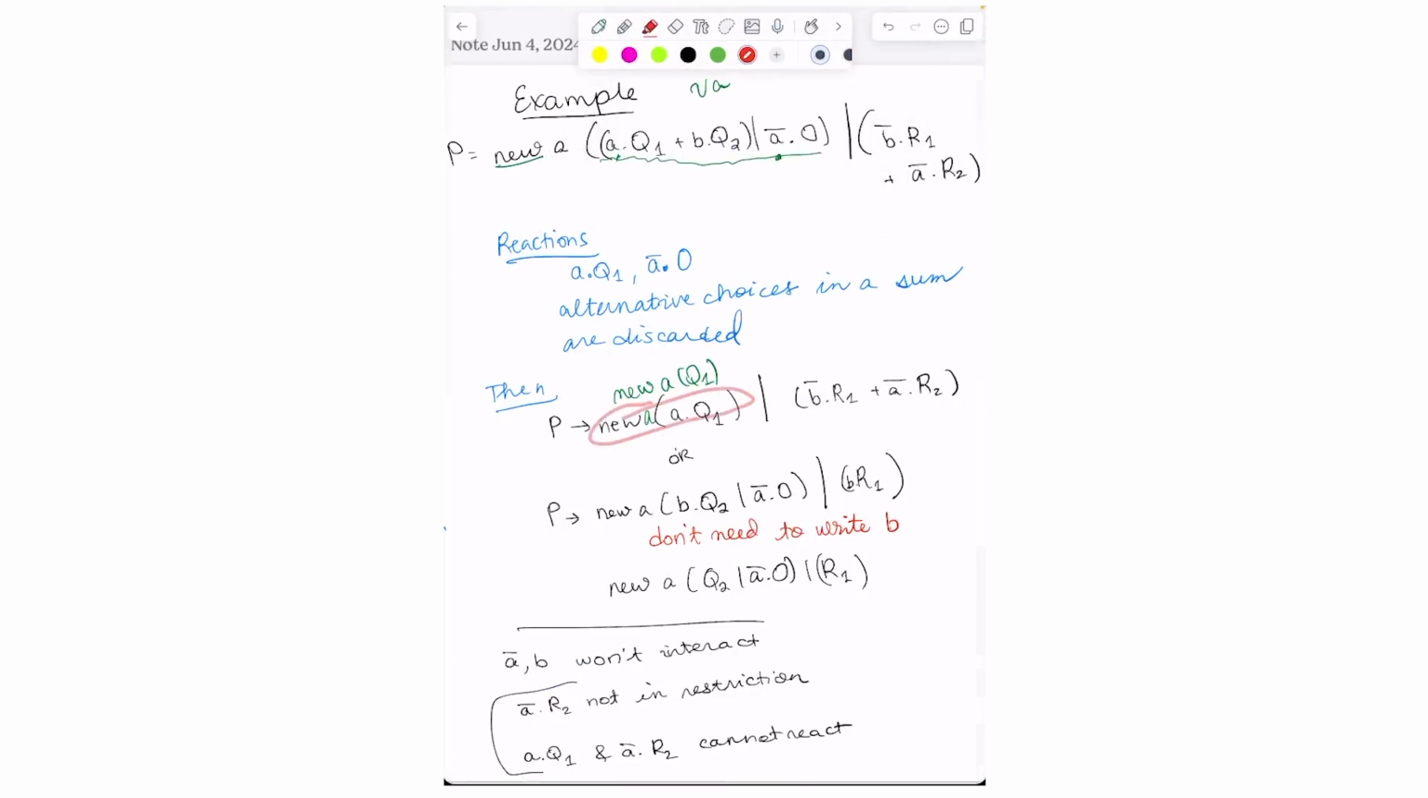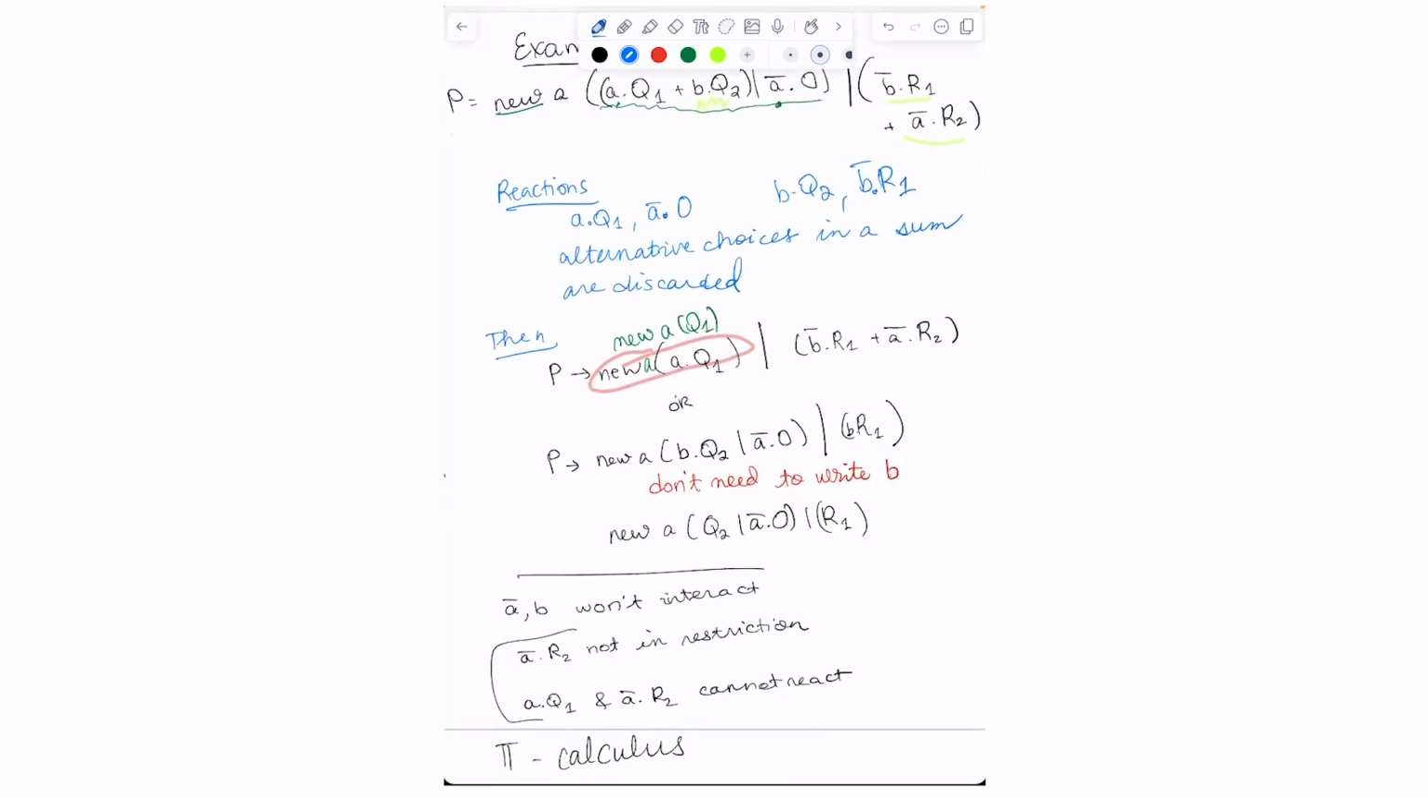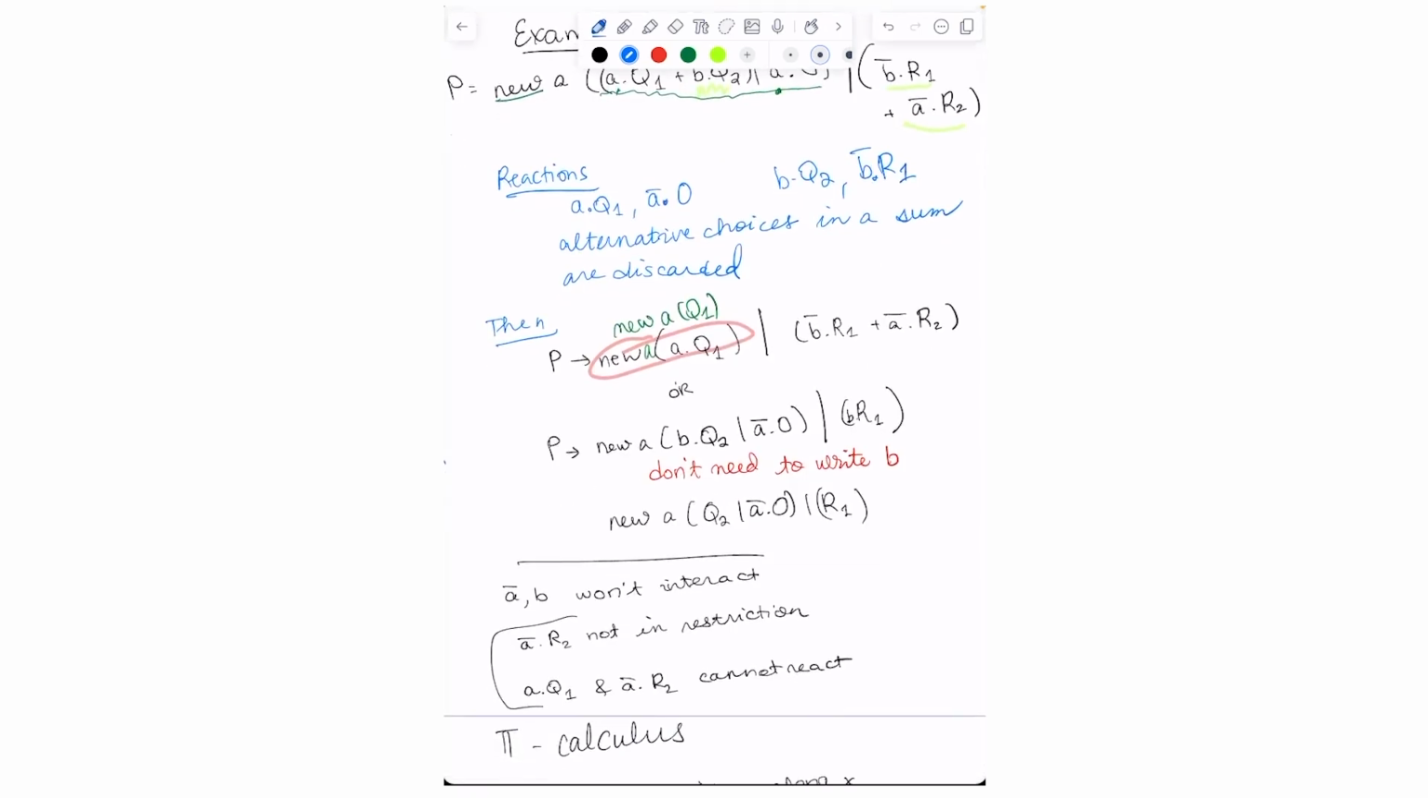Okay. And then here, nothing is going to happen to this part. There's nothing for it to react to because everything happened on the inside of this new, since the alternative choices were discarded, B Q2 didn't do anything. Now, the other option is for B Q2 to react with B R1. So if you look at this, you're going to see B Q2 and then this new A and A bar 0. And it interacts with this B R1. And so since the alternative choices get removed, that A bar R2 disappeared.